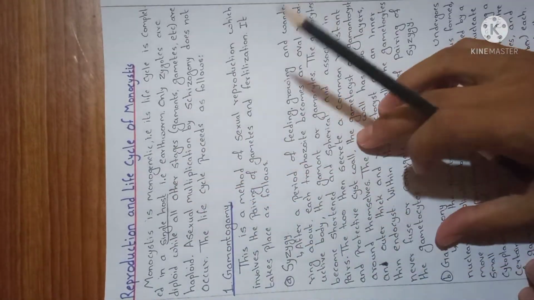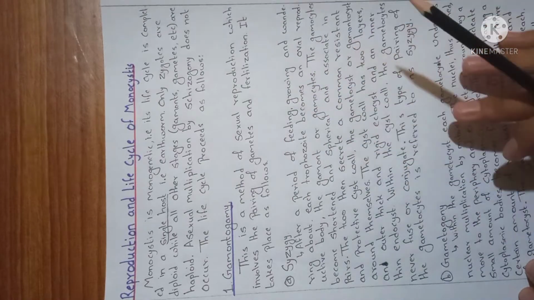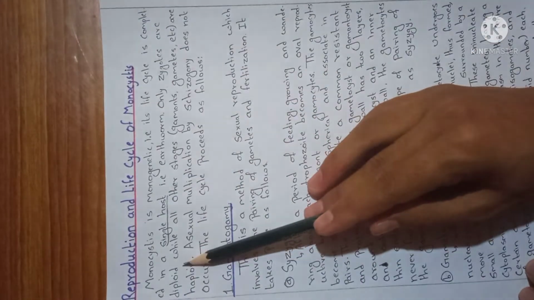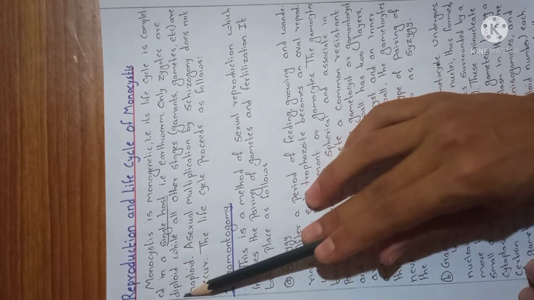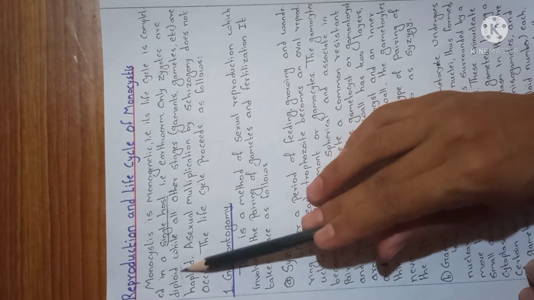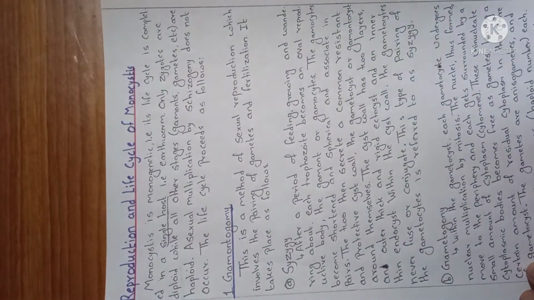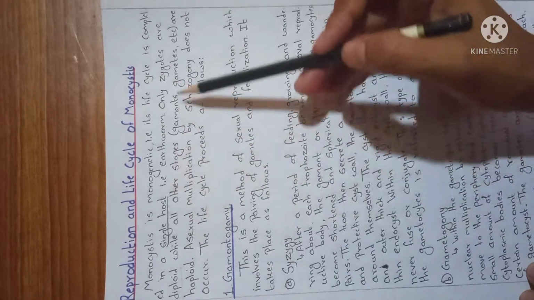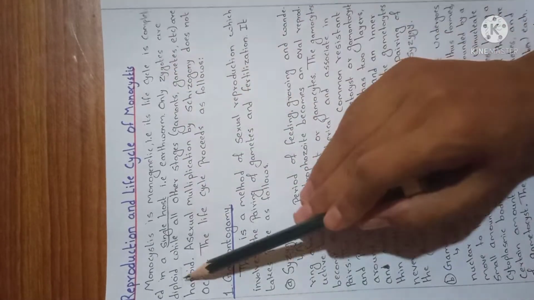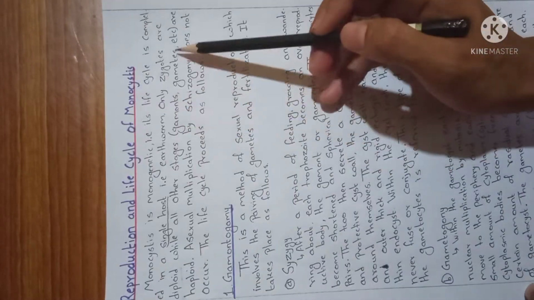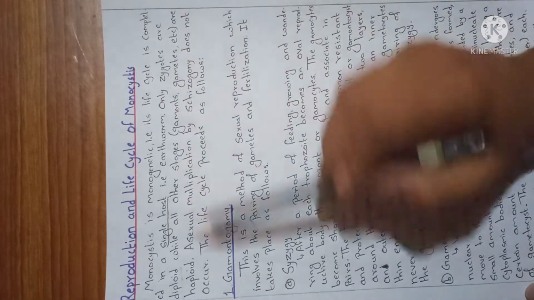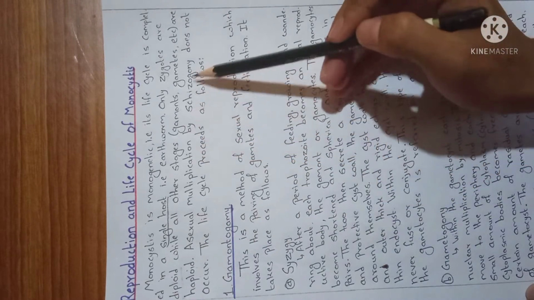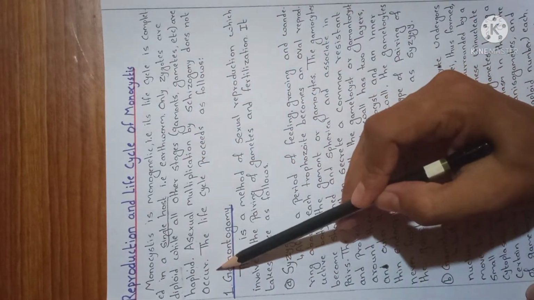It means it completes its whole life cycle on a single host. Only zygotes are diploid. Diploid means 2n number of chromosomes in the cell, which is only the zygote; all other stages like gametes, etc. are haploid, only n number. Asexual multiplication by schizogony does not occur in Monocystis.